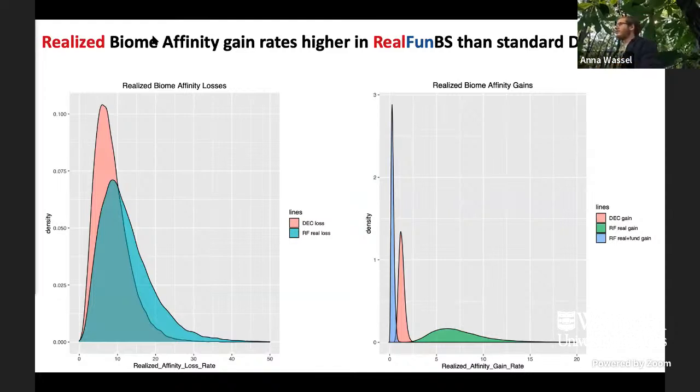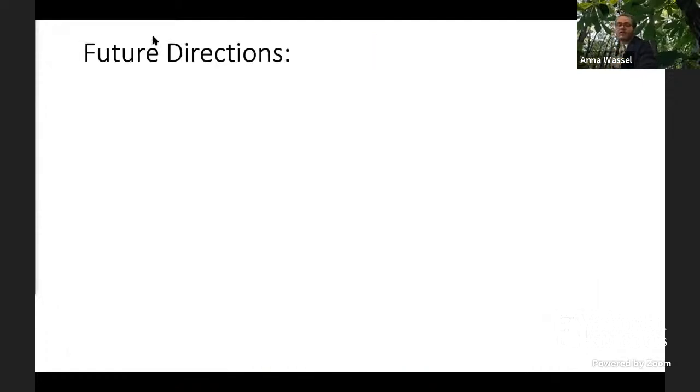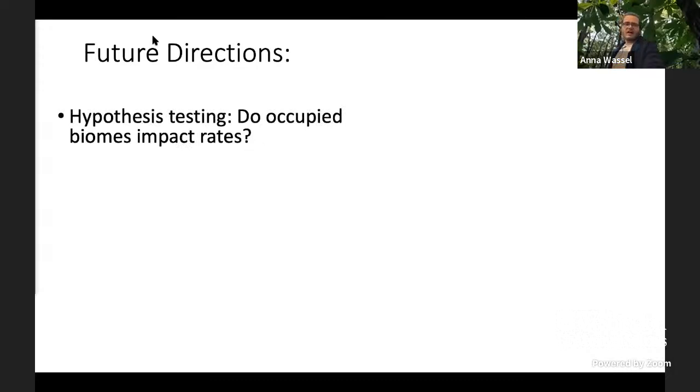But we, of course, have a lot more to do to get this in proper working order. This is just a trial example. We have much more we want to do to check the model adequacy of our results, the adequacy of our model compared to DEC models and such. And also we have other hypotheses we're really interested in, such as, do occupied biomes impact rates?